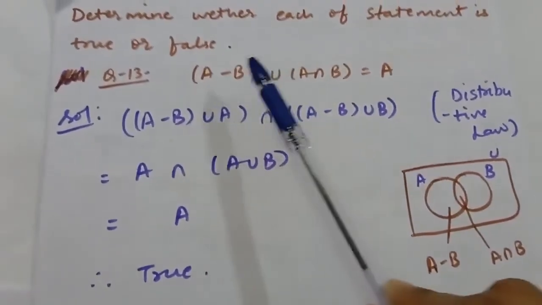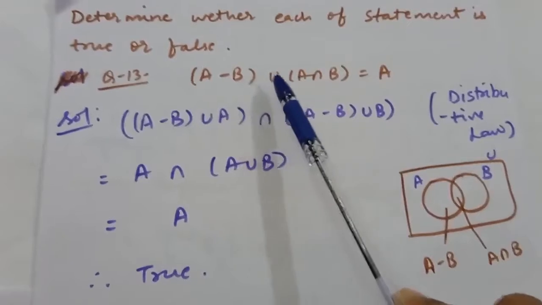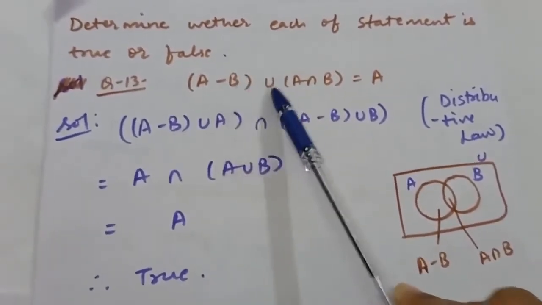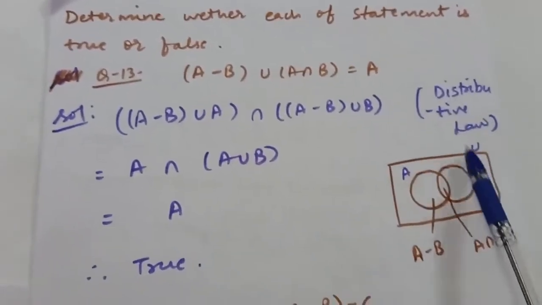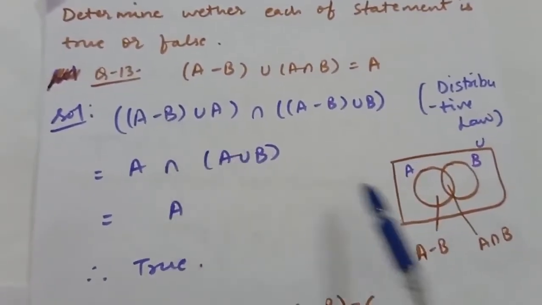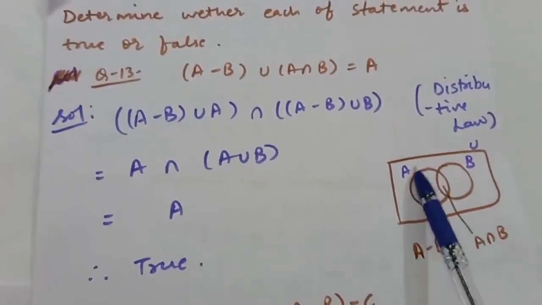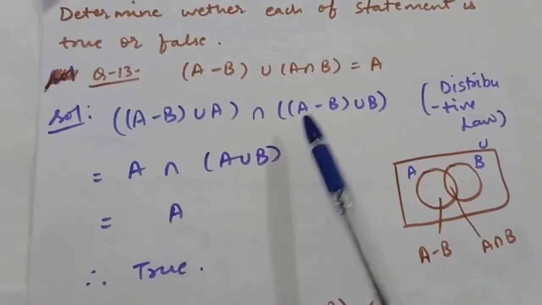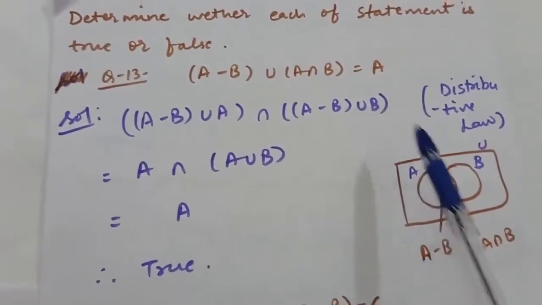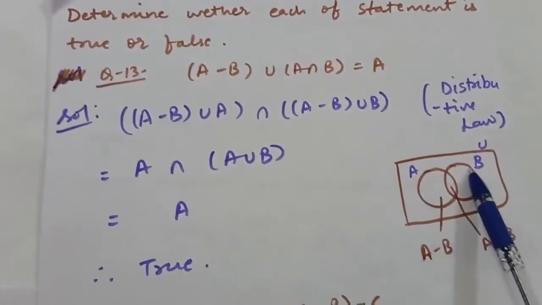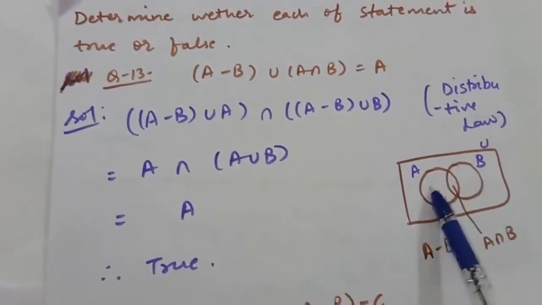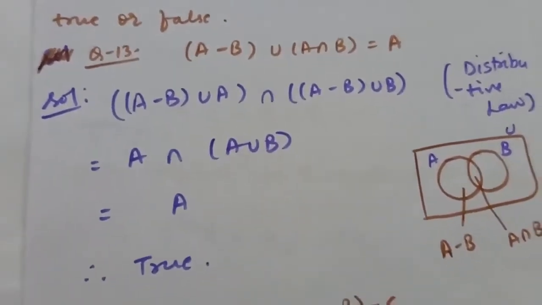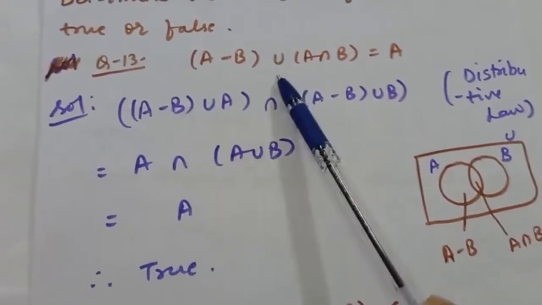Now we will prove it. So (A minus B) union (A intersection B) equals A minus B union A, intersection A minus B union B. We have used the distributive law. Now A minus B is this portion, and its union with the complete set A will be set A, intersection A minus B union B. This is the set A minus B, and this is the complete set B. So the union of these two will be A union B, and the intersection of A with A union B will be A. So this is equal to A.